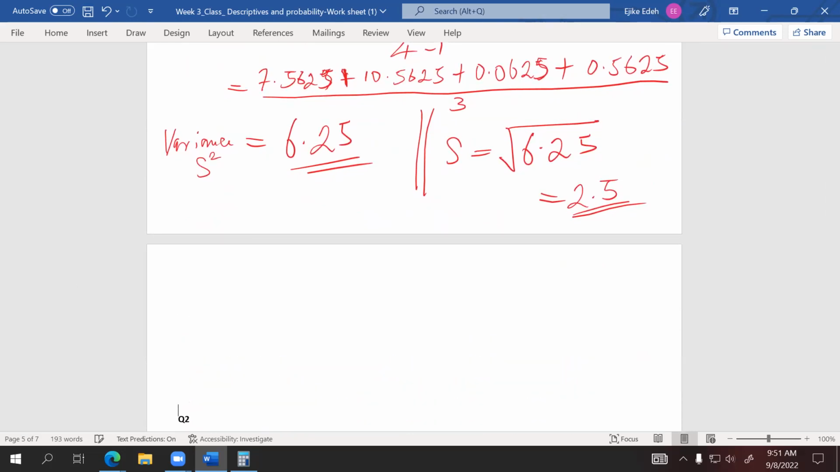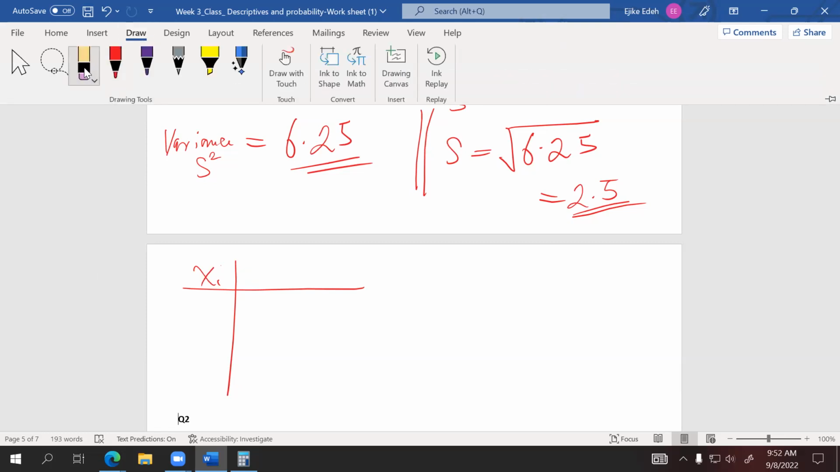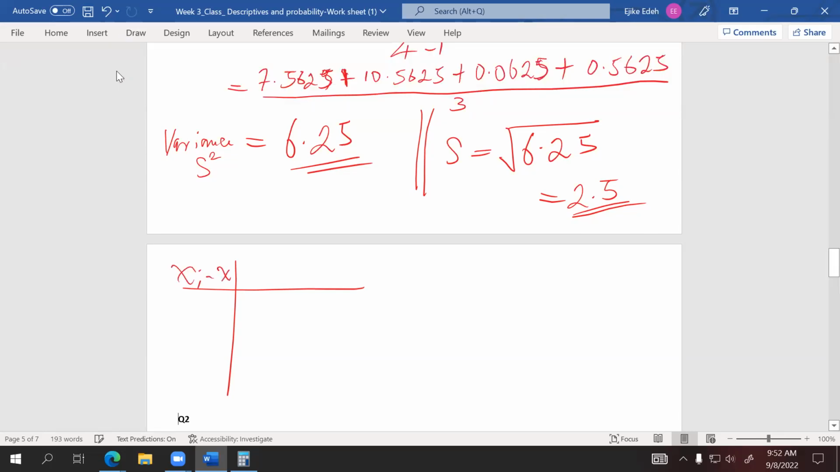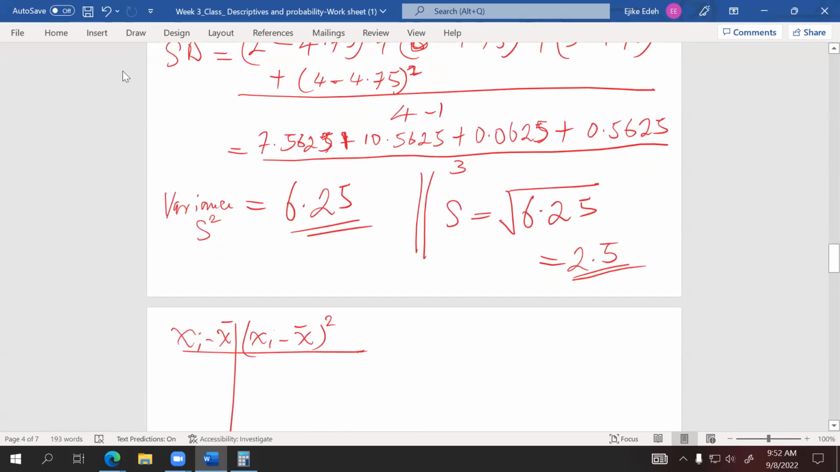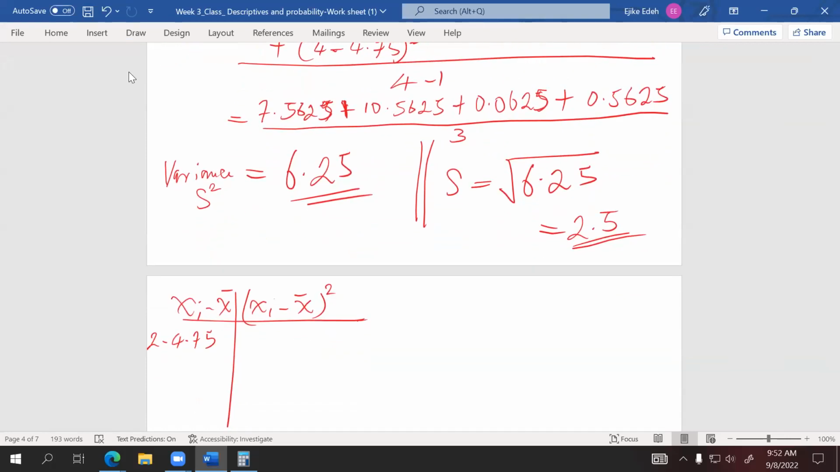One thing you can also do is arrange this in a better way using a table. So you have xi, that is your data. Let's do data minus the mean as the first part, and then data minus the mean squared as the second part. If you arrange it this way, it becomes much more straightforward. For the first part, I'm not going to write all of them out, you have data minus 4.75, which is your mean, and then you square it.